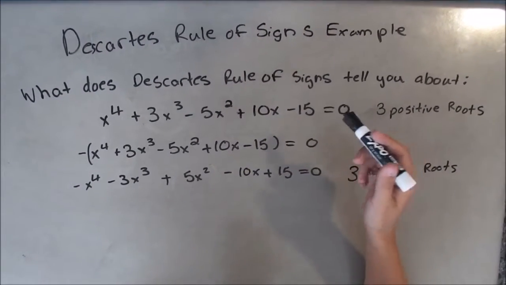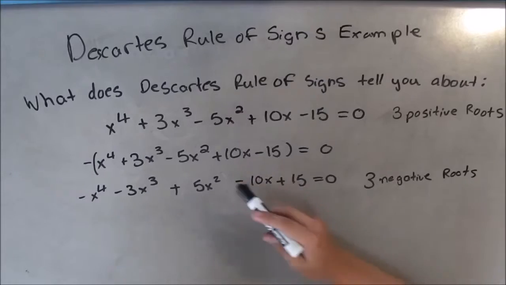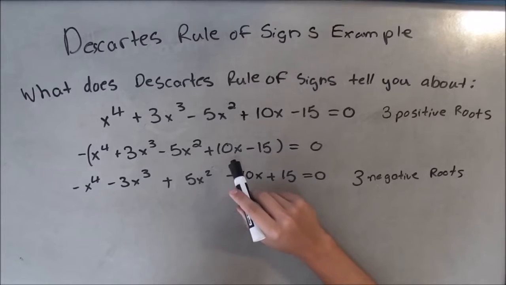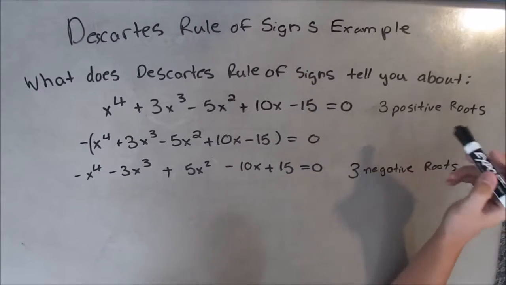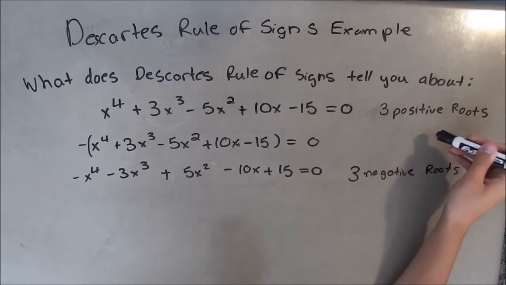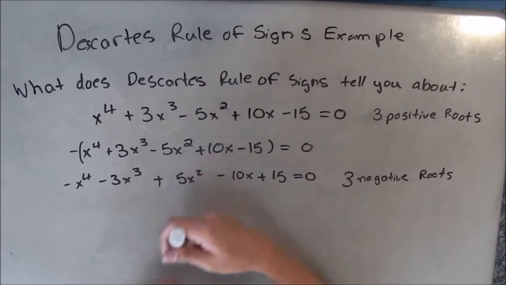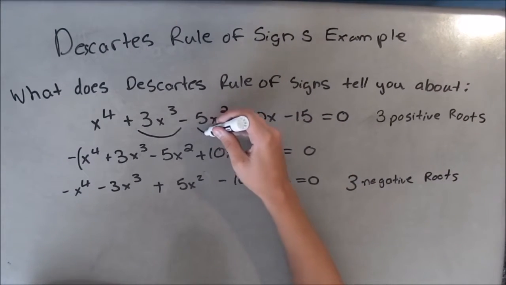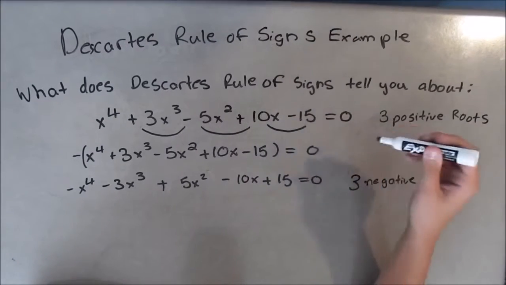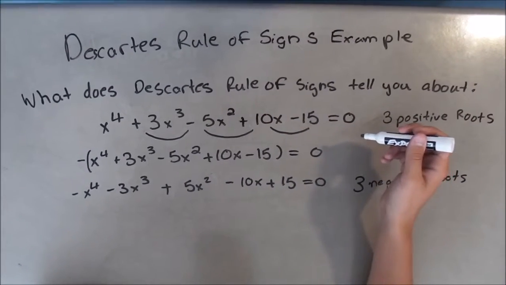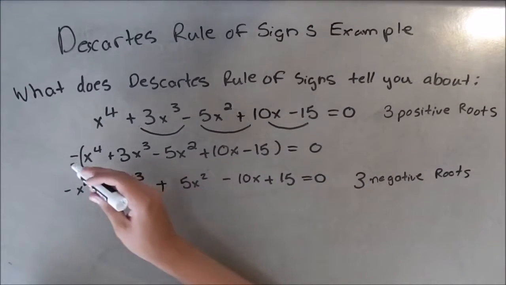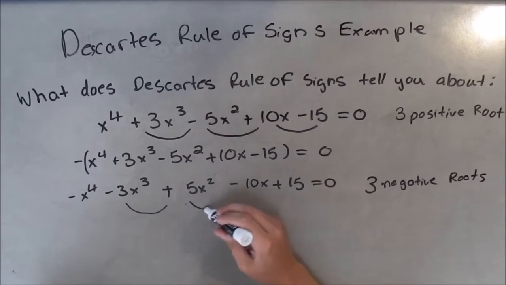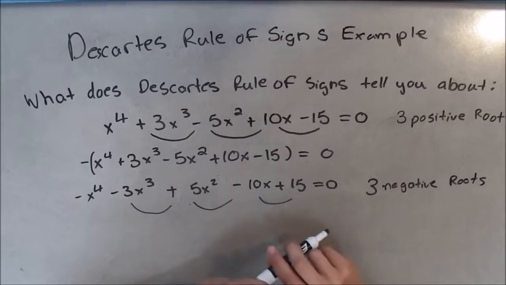So this is the example for Descartes' rule of signs. What does Descartes' rule of signs tell you about the following? x to the 4th plus 3x cubed minus 5x squared plus 10x minus 15 equals 0. From this, we can tell that there are 3 sign changes, so up to 3 positive roots. You have 1 change here, then another right here, and then a final one right here. And then in order to find how many negative roots there are, we replace x with negative x. In doing so, we can find out that there are 3 negative roots as well.